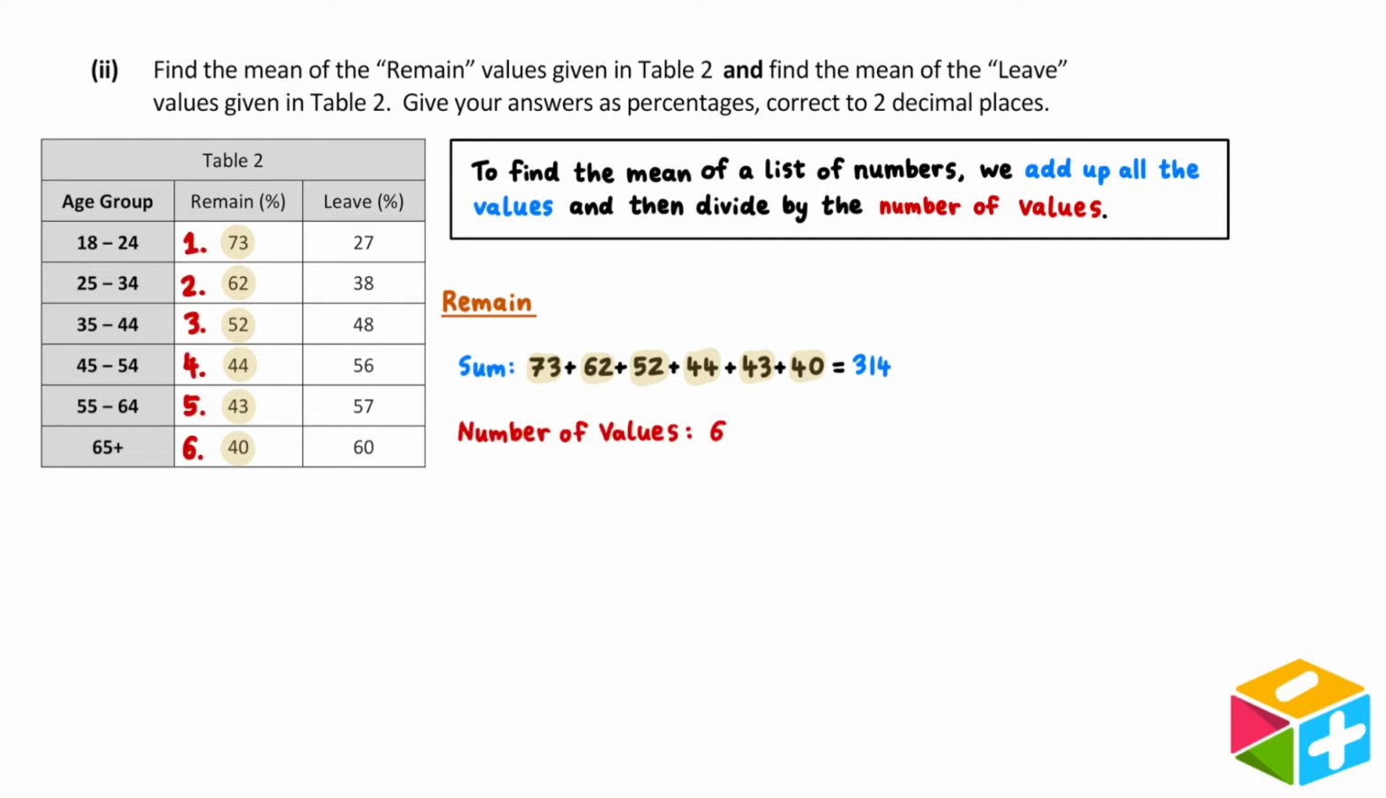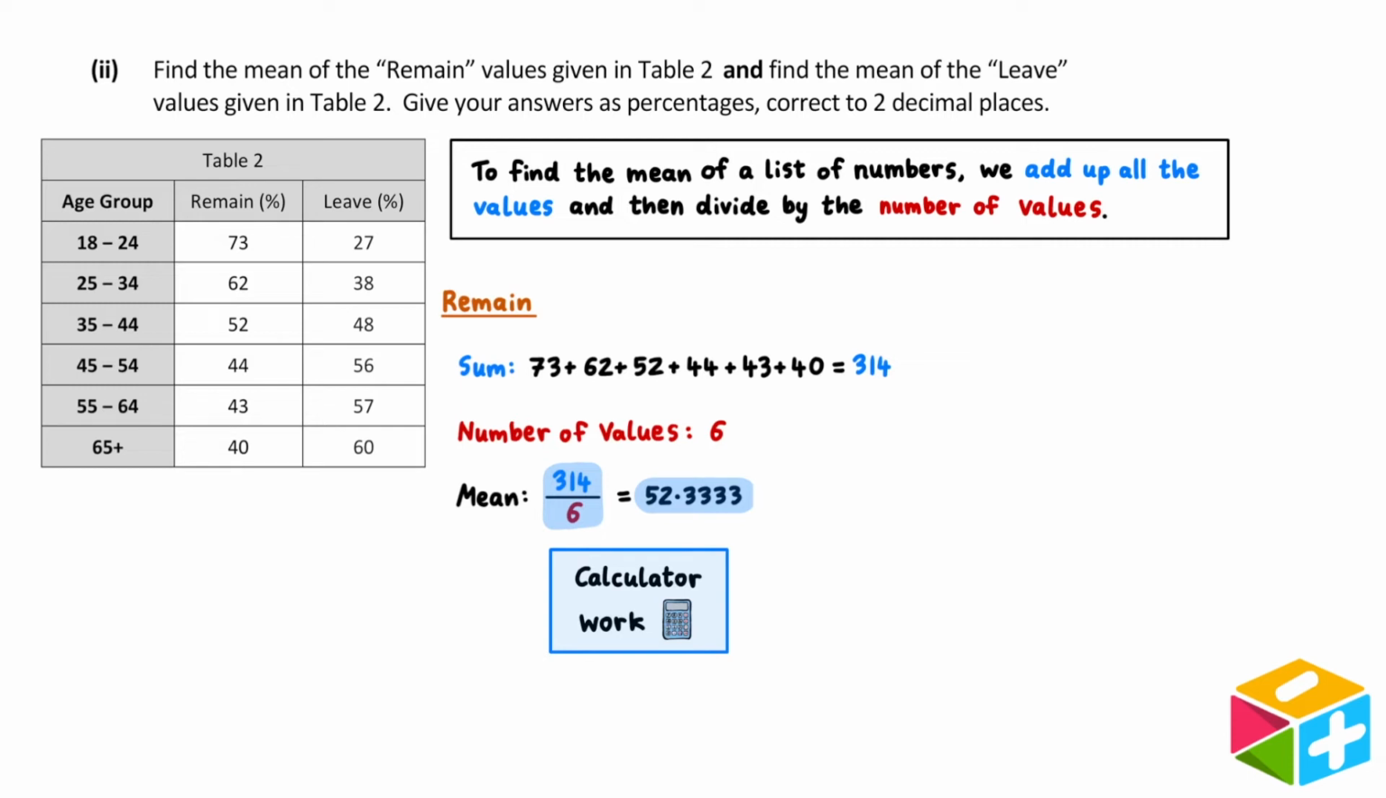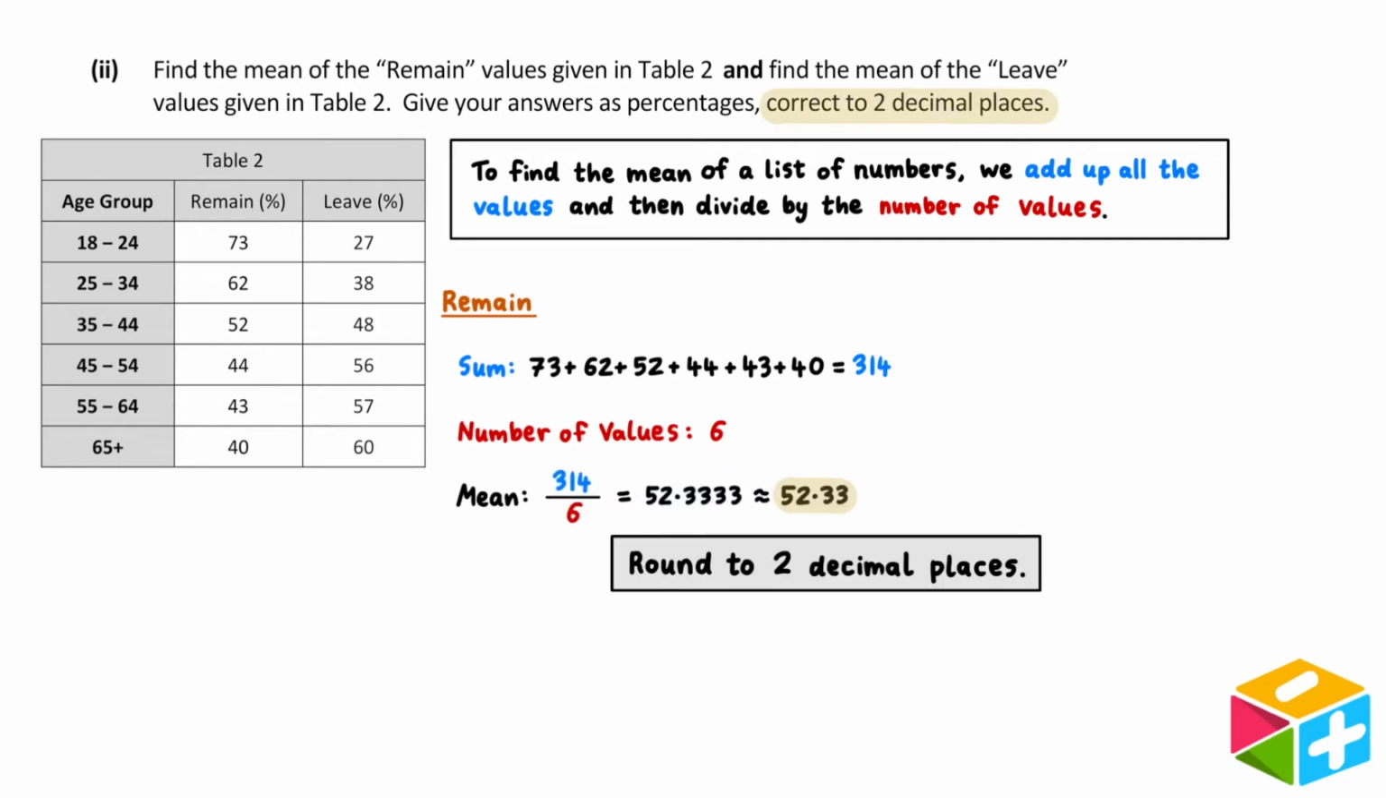If we count up the number of values on our list, we'll see that there are 6 numbers. To find our mean, we divide the sum, 314, by the number of values, 6. Rounded to 2 decimal places, our answer is 52.33.